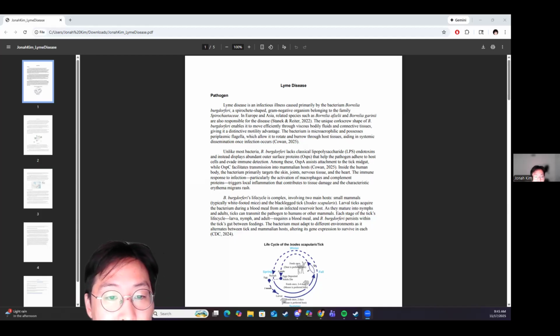Once inside the body, the bacterium can move to joints, the heart, and the nervous system. It changes its surface proteins to avoid detection by the immune system, which makes the infection persistent and sometimes difficult to treat.